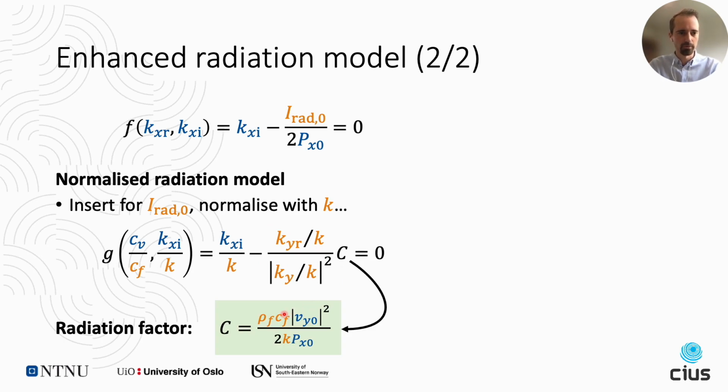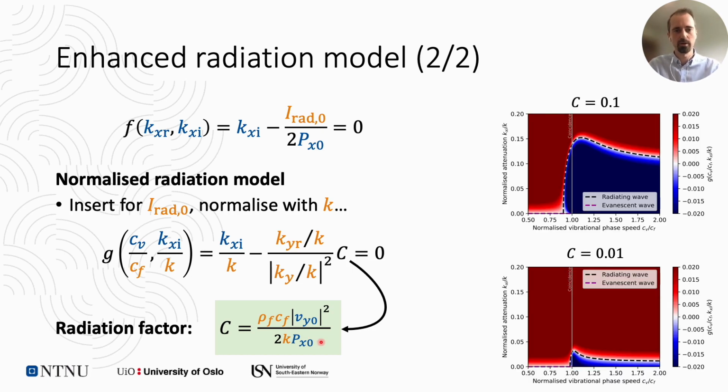That is a function of things to do with the fluid or the wave, in orange here, and in blue, the squared magnitude of the surface vibration and the amplitude of the power flow. This model gives us a particular behavior where we have a radiating wave in the supersonic domain here, and this extends into the subsonic domain for a while. And in the subsonic domain we also find an evanescent wave, which is what we expect from the classical model as well. The magnitude of C also determines not just how strong the radiation is, but also how far it goes into the subsonic domain.